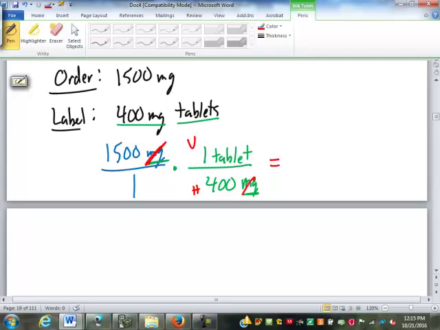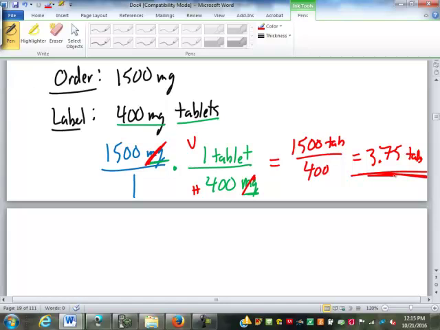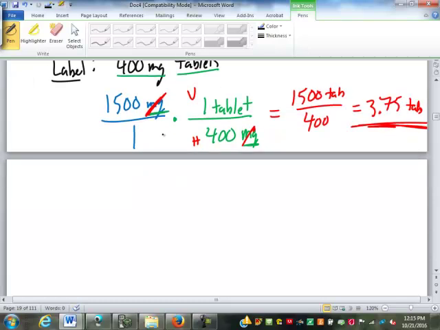So the milligrams divide out. 1,500 times 1 tablet is 1,500 tablets. 1 times 400 is 400. We divide that out to get 3.75 tablets. We'll leave that up to a different discussion as to whether you round that to 3.5 or to 4. Fortunately, in math world, we can have 3 3/4, and we don't care.